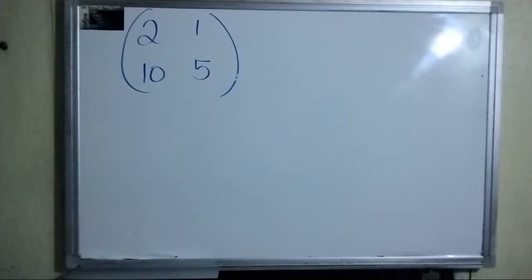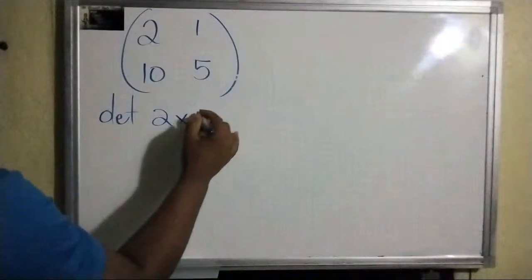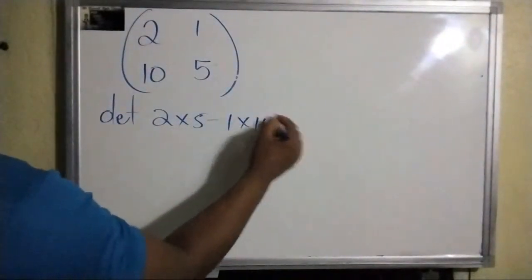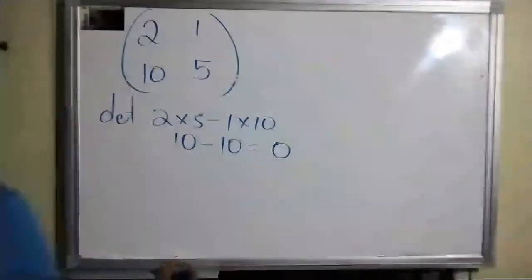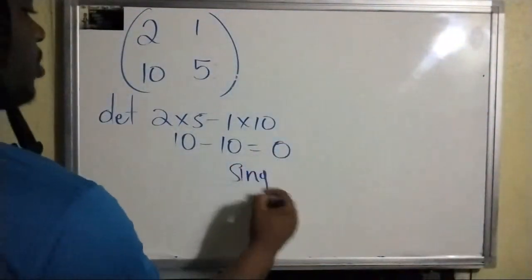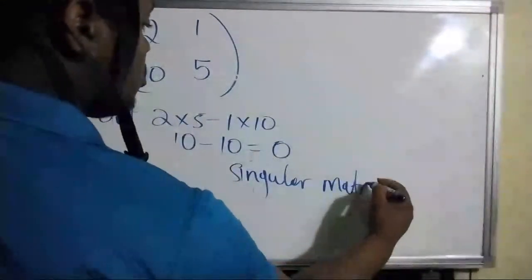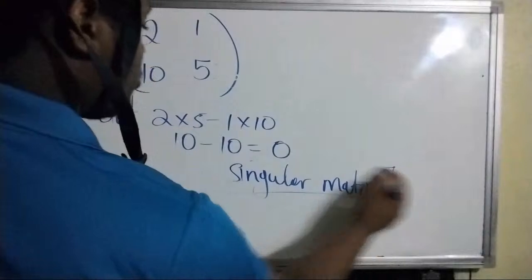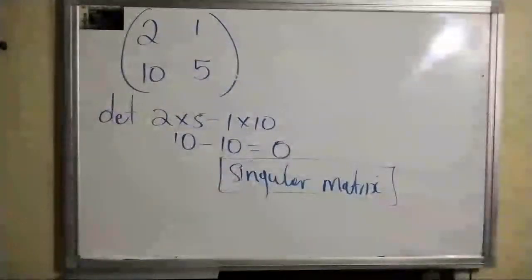Alright, ready. When you see me do this, you know it's a singular we reach. Now let us see what's the determinant. So it's 2 times 5 minus 1 times 10. So 2 times 5 is 10, minus 10. Whenever a matrix determinant is equal to 0, it is known as a singular matrix. So whenever the determinant is 0, it is called a singular matrix.